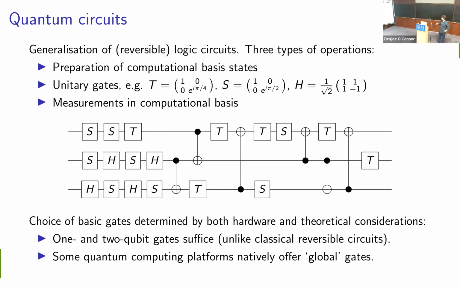So as I've mentioned, hardware considerations are also important when we think about which gates we want to use. And in fact, while in theory 1 and 2 qubit gates are enough, in practice, at least for some quantum computing platforms, we do also have access to global gates that can act on either all the qubits at the same time or on some chosen subset of the qubits. So for example, in ion traps, there's the Mølmer-Sørensen interaction that does this sort of transformation. But again, this is something that is very specific to the kind of quantum computing approach that you want to work with.